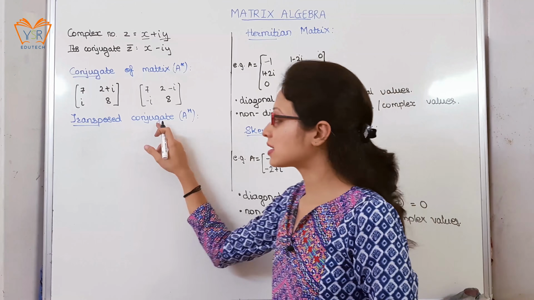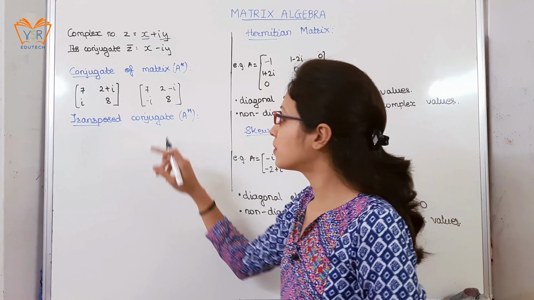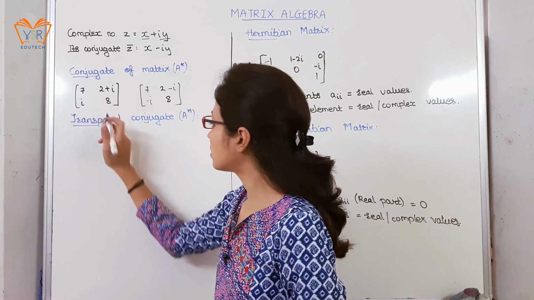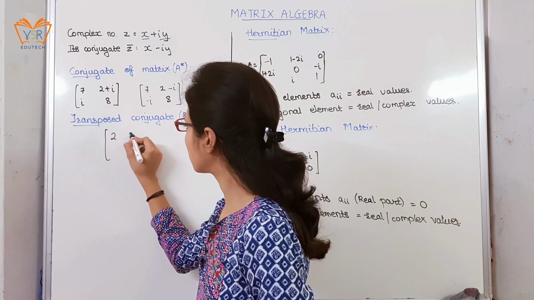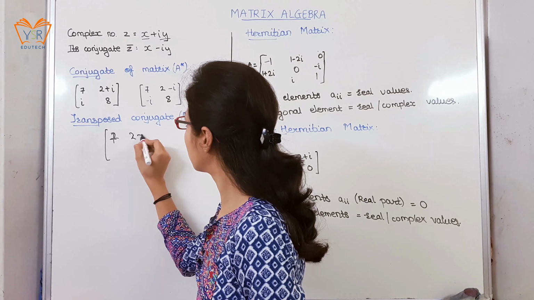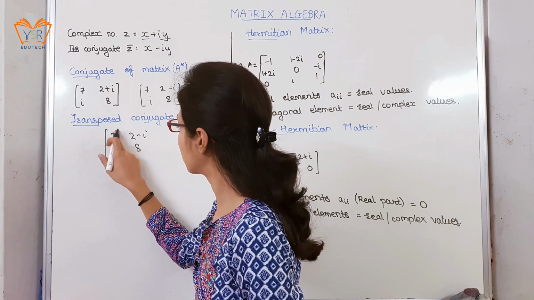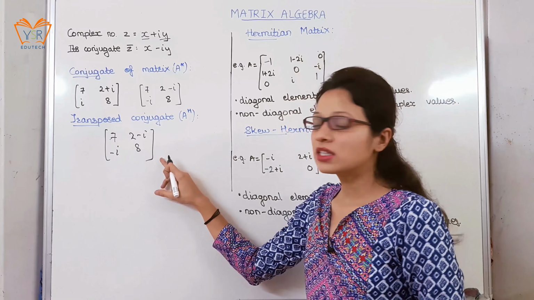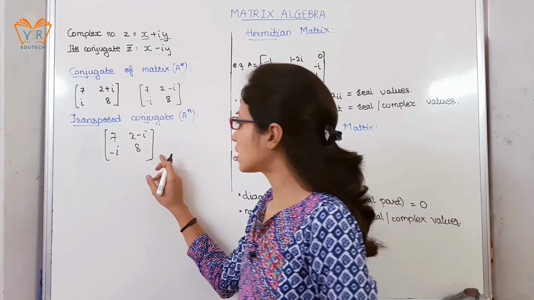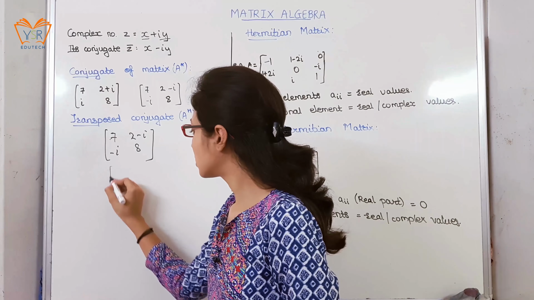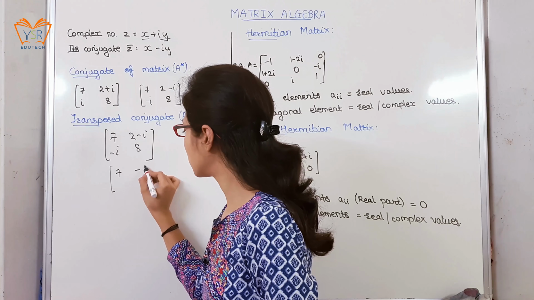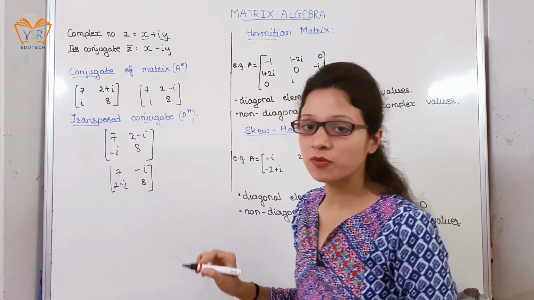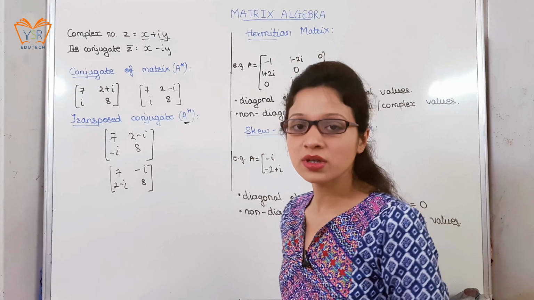Now, to find out the transpose conjugate of any matrix, we need the conjugate of matrix. Consider the same example. For this example, we have already found out the complex conjugate. After obtaining the complex conjugate, only find out the transpose of that matrix. For transpose, interchange the rows into columns and columns into rows. So this is the transpose conjugate of matrix denoted by A raised to H.